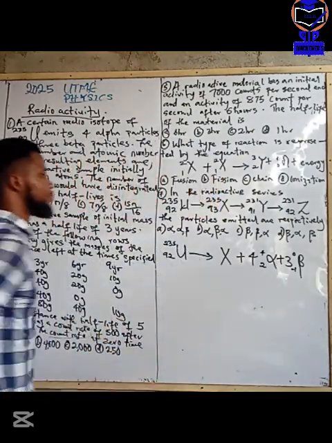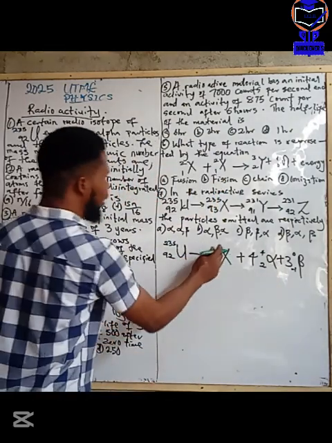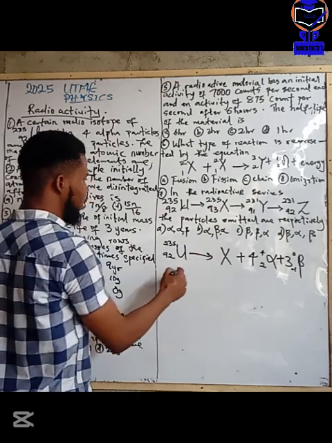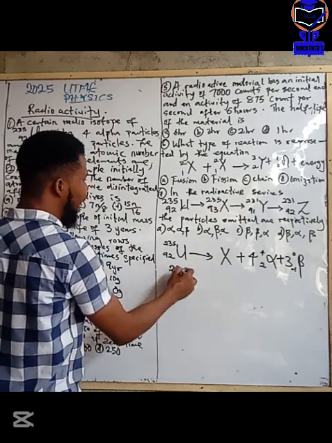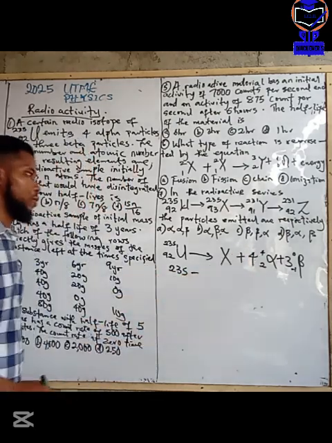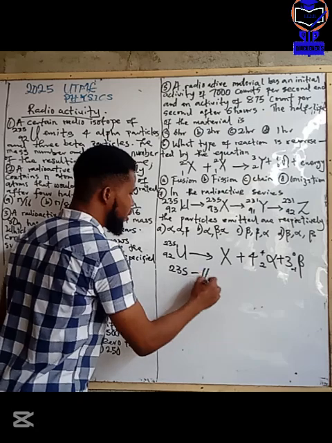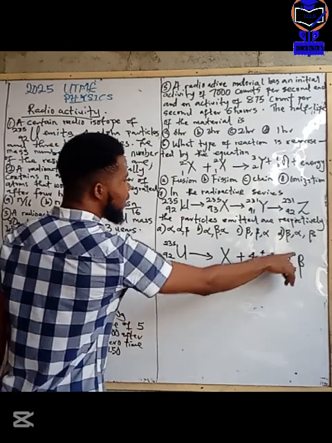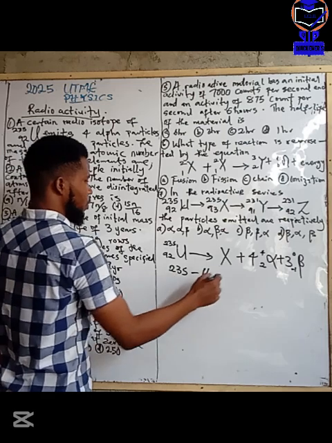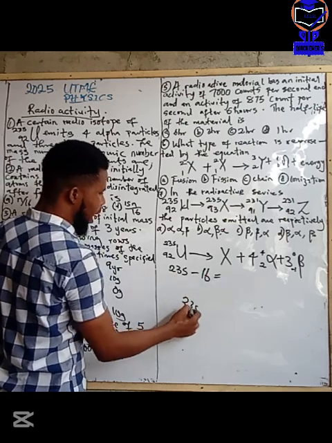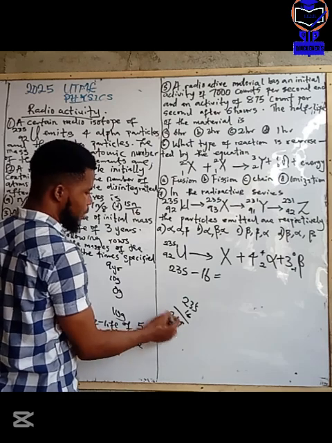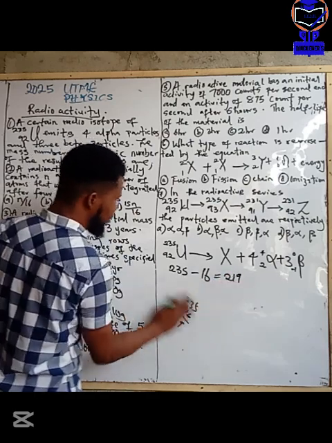So what do we have now? What will be the resulting element here? In order to get this one, what we do? We say 235 minus 4 times 4. 4 times 4 is 16, because it's all alpha particles. Then 3 times 0 is 0. So what's the answer? 235 minus 16 is 219, right?